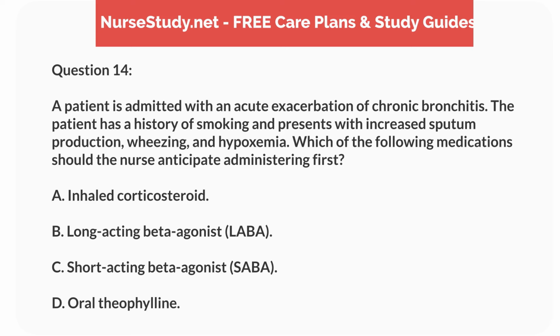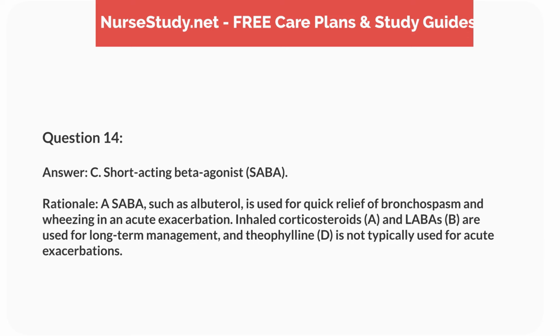Question 14. A patient is admitted with an acute exacerbation of chronic bronchitis. The patient has a history of smoking and presents with increased sputum production, wheezing, and hypoxemia. Which of the following medications should the nurse anticipate administering first? A. Inhaled corticosteroid. B. Long-acting beta-agonist, LABA. C. Short-acting beta-agonist, SABA. D. Oral theophylline.